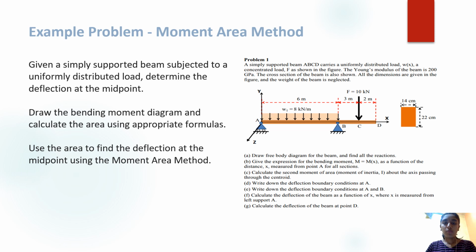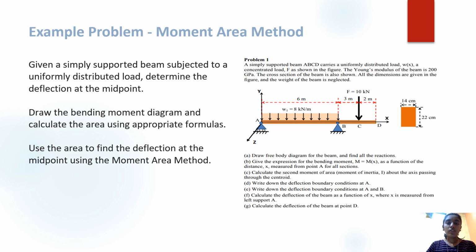Initially, draw a free body diagram for the beam and find all the reactions. Give the expression for the bending moment M as a function of the distance x measured from point A for all the sections. Calculate the second moment of area about the axis passing through the centroid. Write down the deflection boundary conditions at A. Calculate the deflection of the beam as a function of x from the left support A. Calculate the deflection of the beam at D.